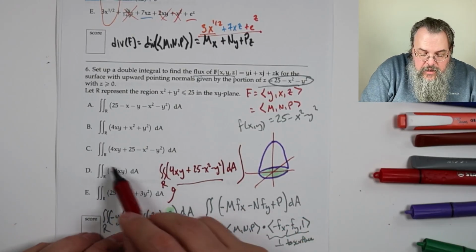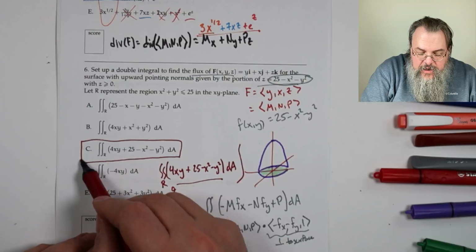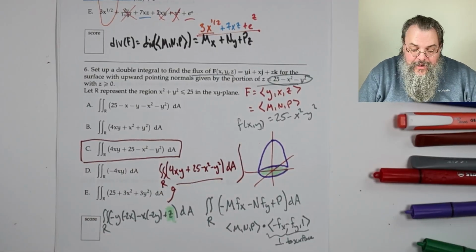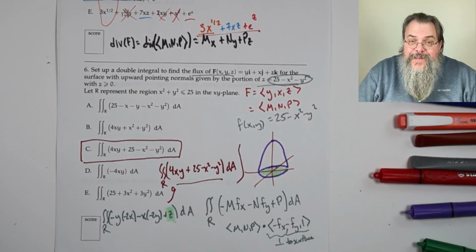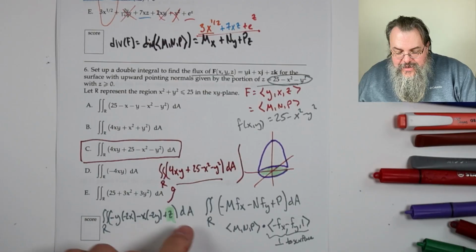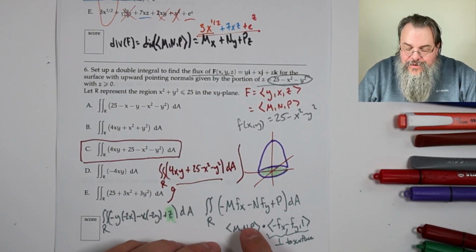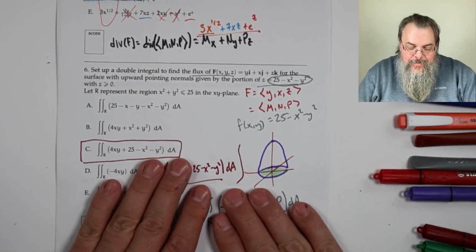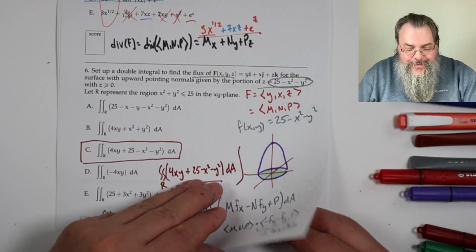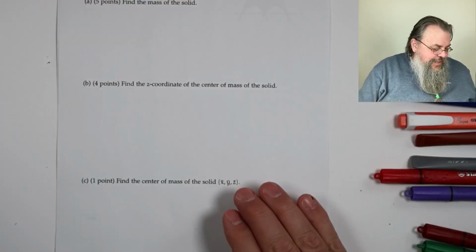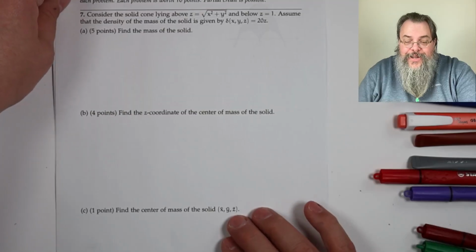And I can see it here, c, 4xy plus 25 minus x squared minus y squared. And all right, that was our last multiple choice one. So yeah, know your flux through your surface. It turns out to be really nice, really elegant, if you remember the formula. But of course, we have ways to remember formulas, don't we? Practice, practice. Okay, that brings us into our workout.